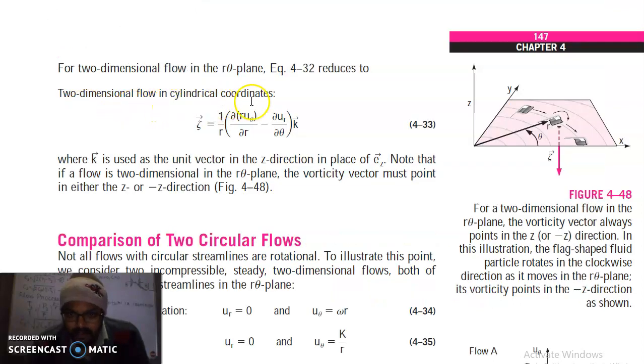Two-dimensional flow in cylindrical coordinates is represented by this equation. For a two-dimensional flow in the r theta plane, the vorticity vector always points in the minus z direction, and the fluid particles will rotate in a clockwise direction. These are fluid particles.